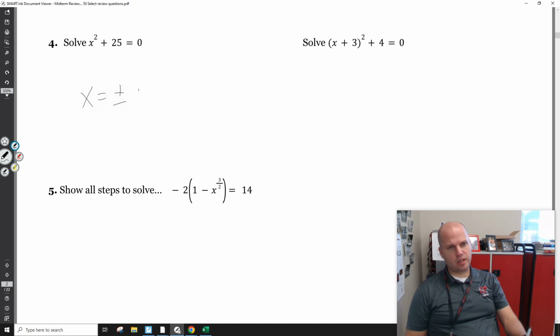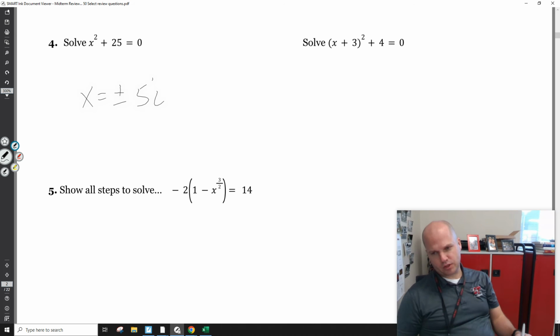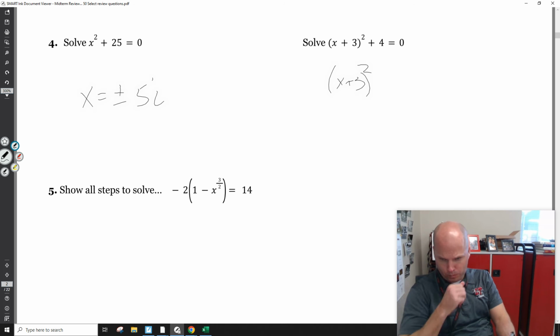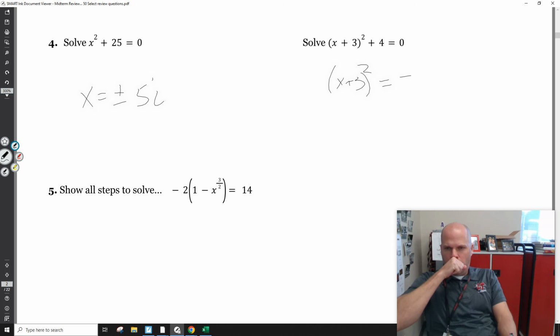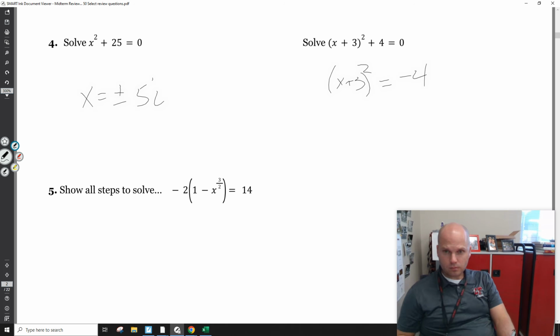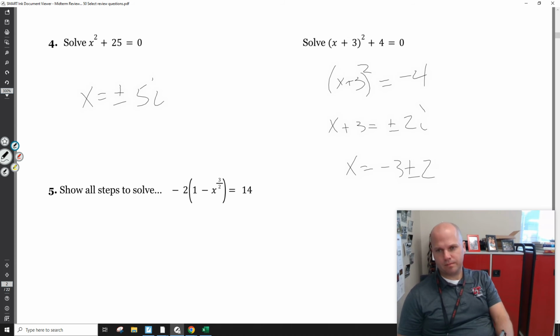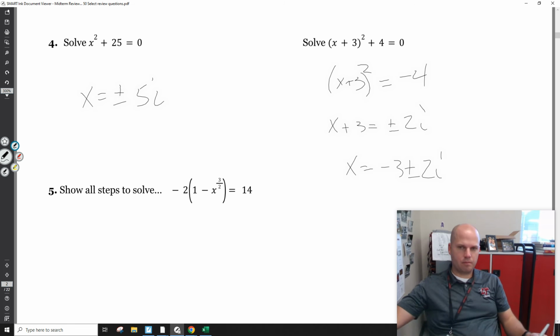X equals plus or minus 5i. Subtract 25, square root. X plus 3 squared equals negative 4. I don't have to distribute everything because I could just square root both sides. X plus 3 equals plus or minus 2i. X equals negative 3 plus or minus 2i. You could write it as plus or minus 2i minus 3.